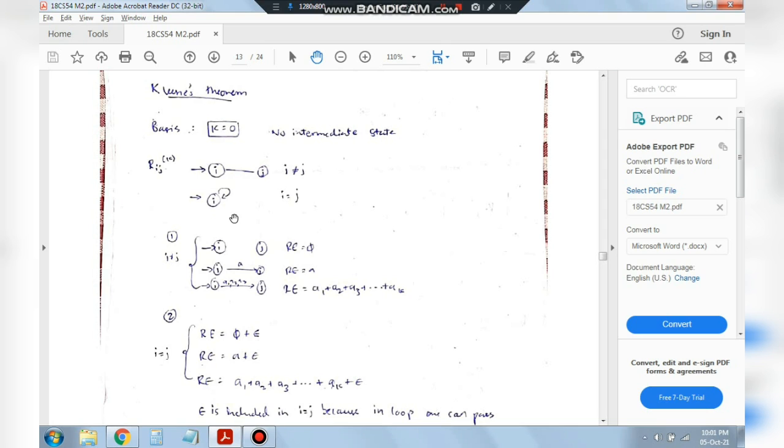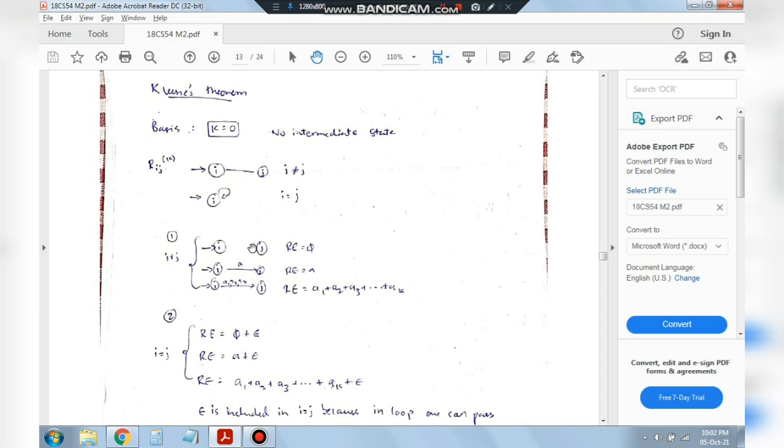So we have the different subtopics under this one. This is i is not equal to j. This is i is equal to j. If i is not equal to j, we have three options: either i and j are not connected, i and j are connected by a single letter, or by multiple letters.